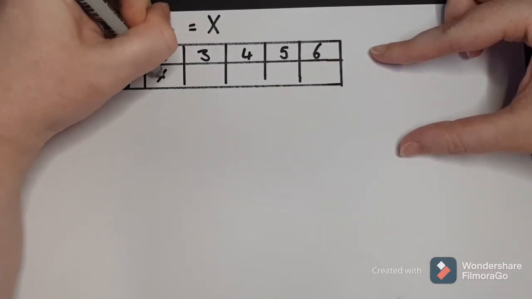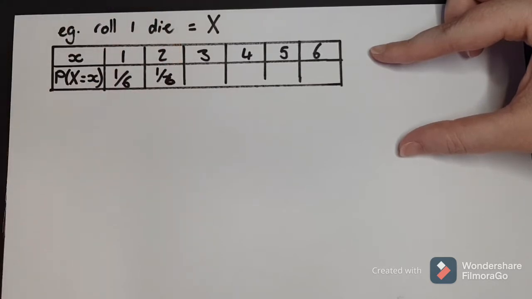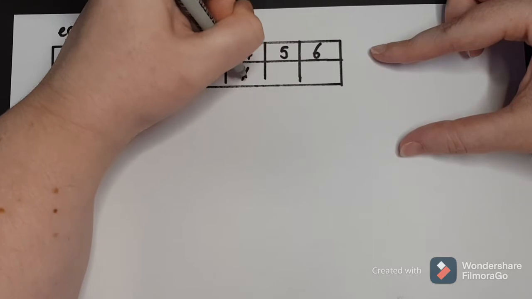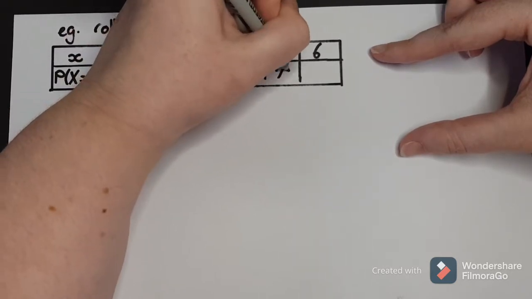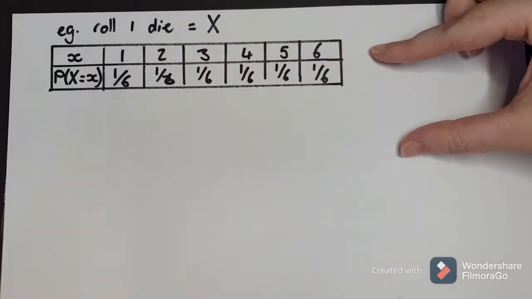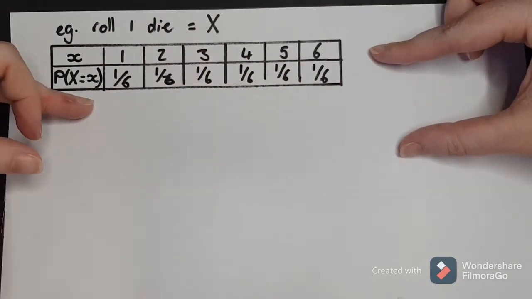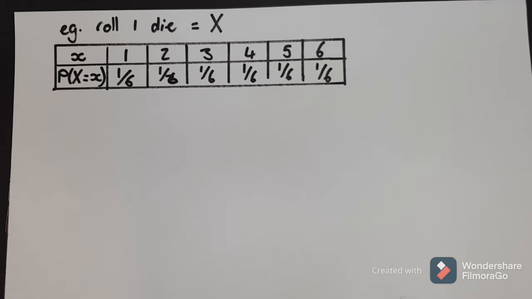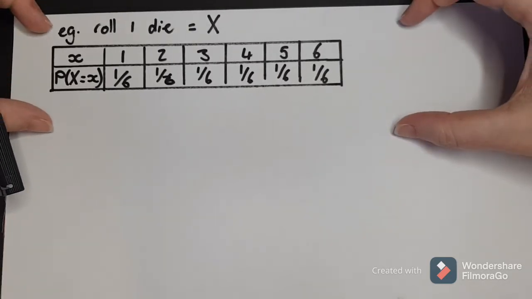Same for 2, it's 1 over 6, and 1 over 6 for each of the others. So the probability remains the same for each of those because the probability of getting each side remains the same. But that is then what our probability distribution table looks like.